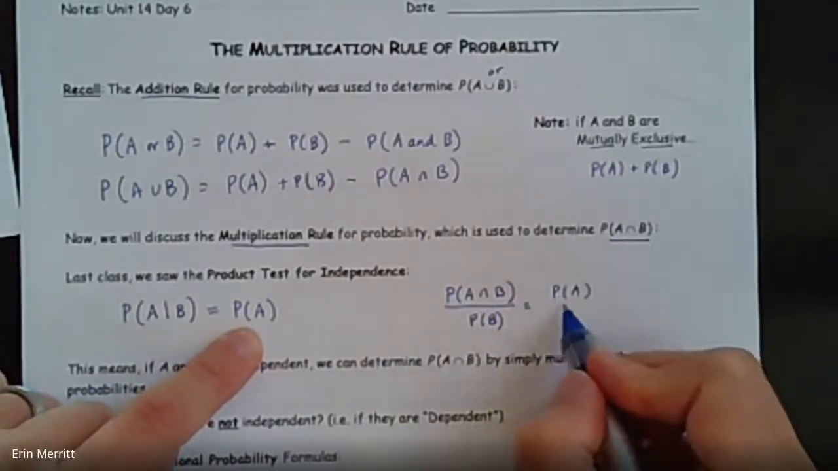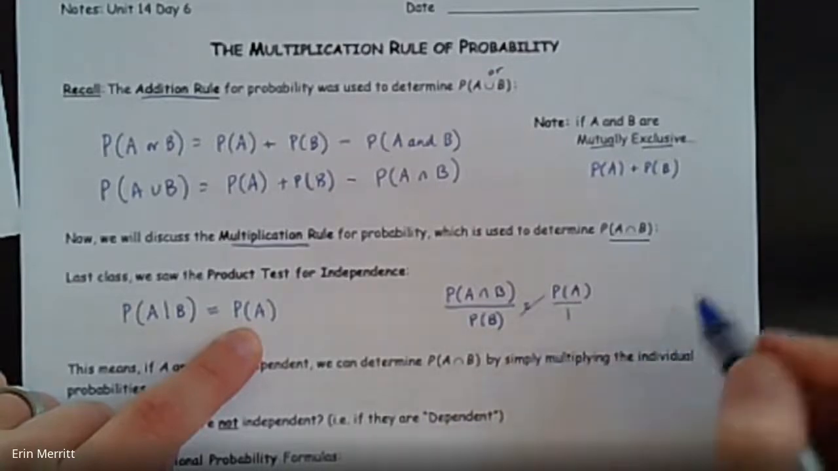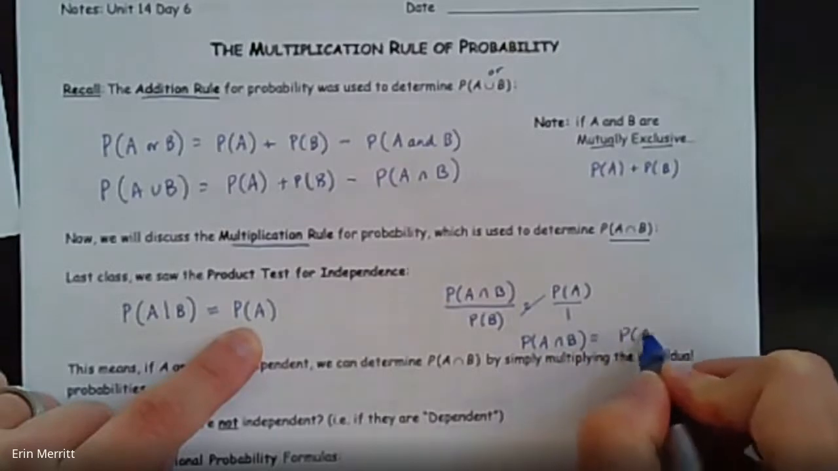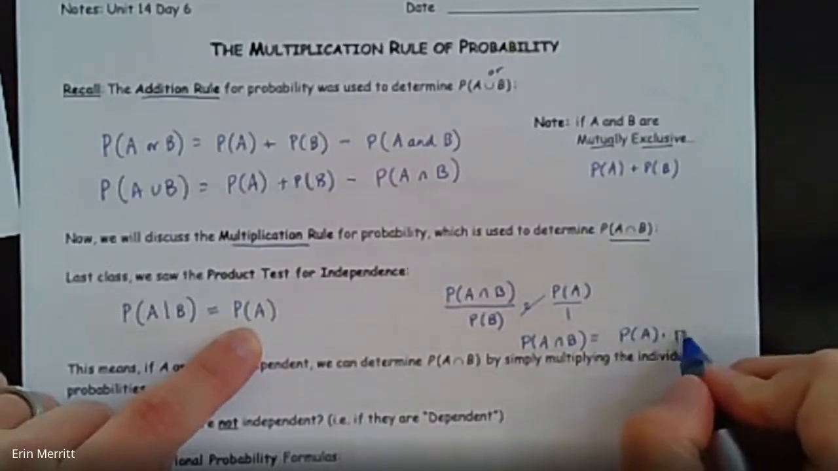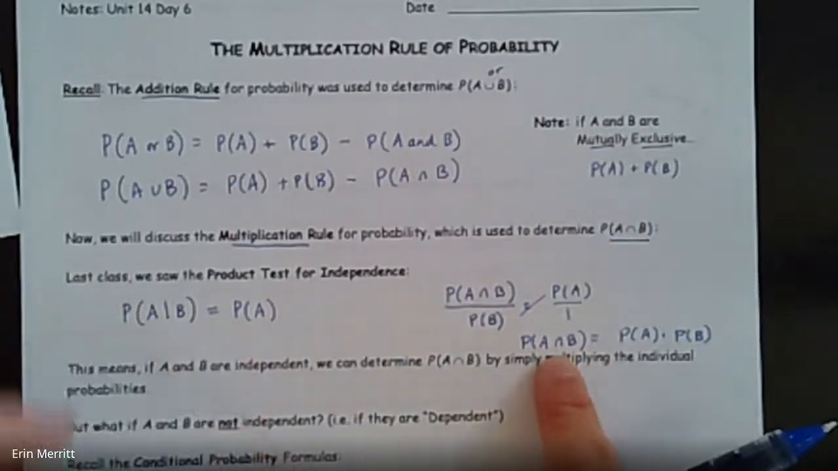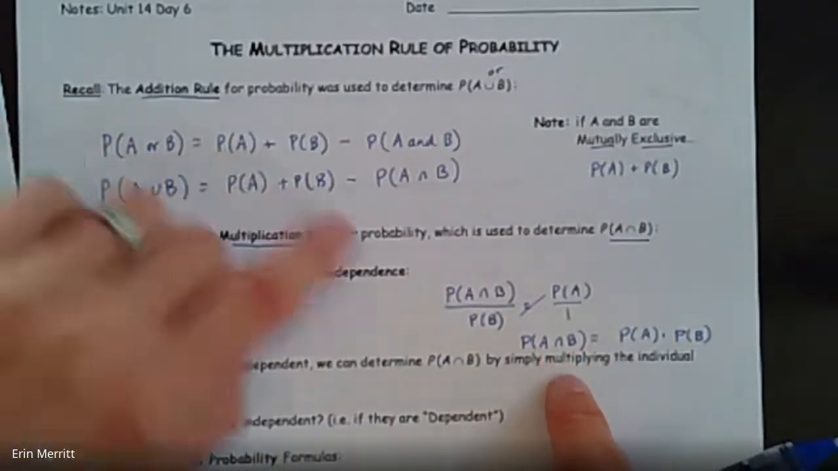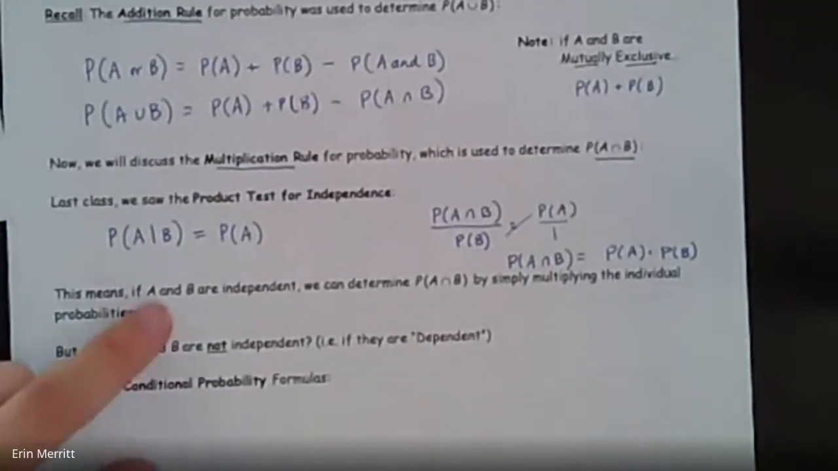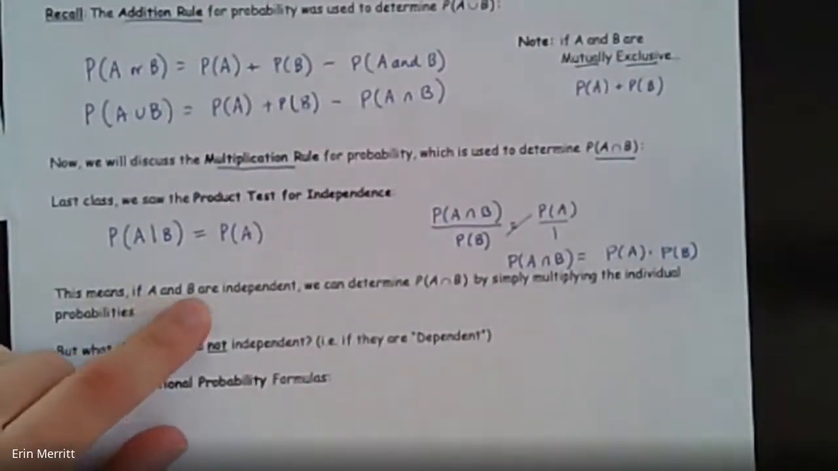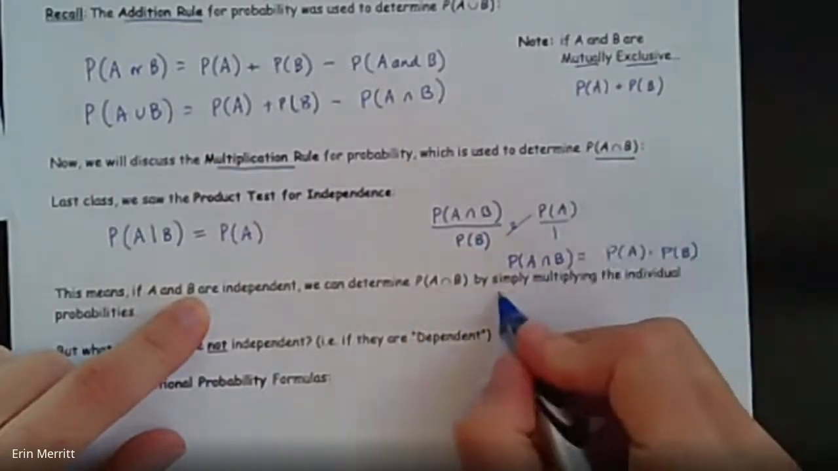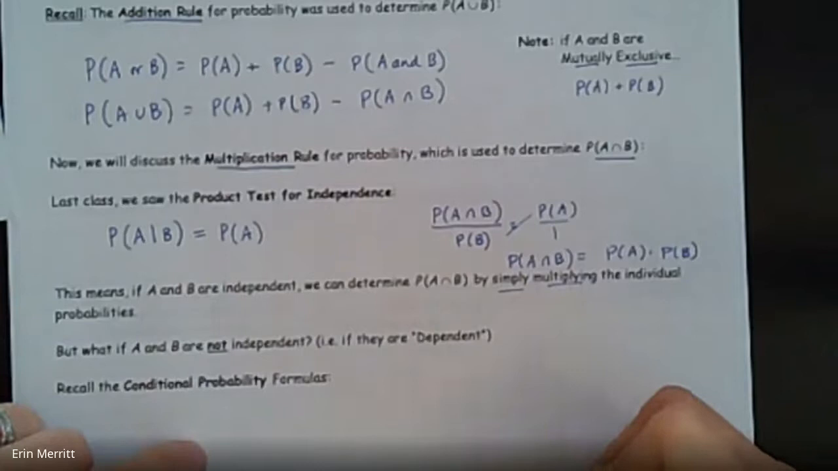And then we did that last little step to cross multiply and said, hey, that ends up being the probability of A and B comes out to be the probability of A times the probability of B. So what it loosely turns into is if it's "or," you're adding. If it's "and," you're going to multiply those probabilities together. So that's kind of like the short way to remember it. Right? And it's saying this means if A and B are independent, we can figure out that to get the probability of A and B, we're just going to simply multiply the individual probabilities.